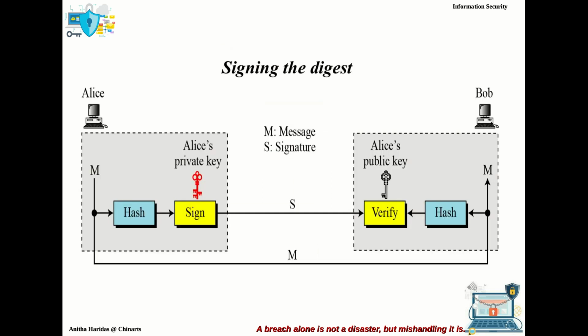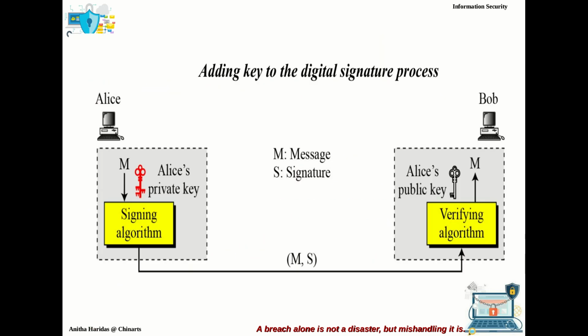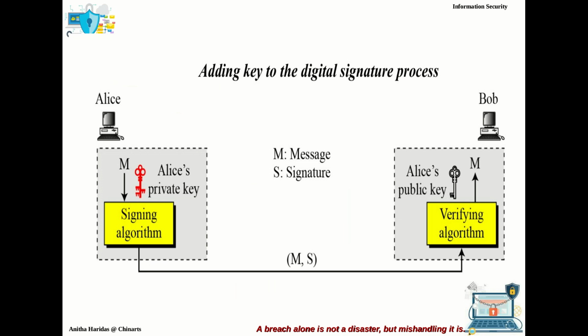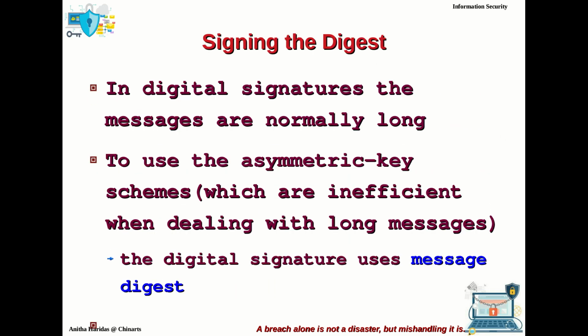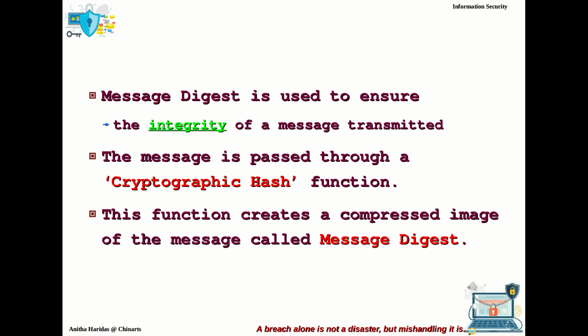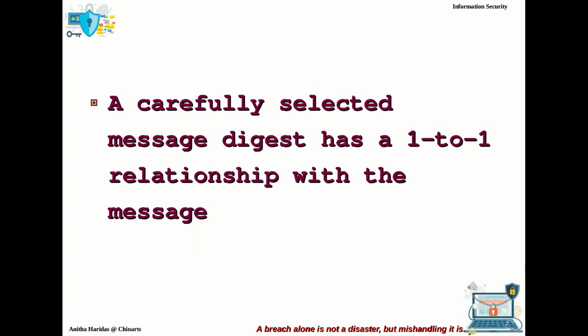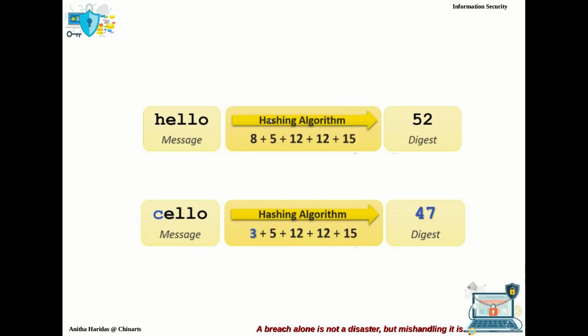So in the digital signature process, we had seen the importance of using the keys, the private as well as the public key, then the importance of using the message digest, which will be generated by a cryptographic hash function, right? And one more point that you have to observe here: all the hashing algorithms will not do this addition, right? You have different types of hashing algorithms available. This is a very simple example shown here. Okay.